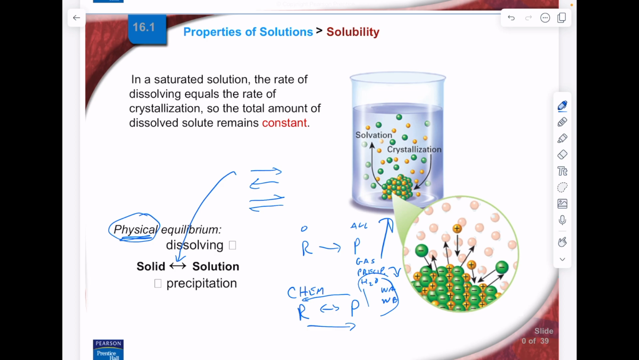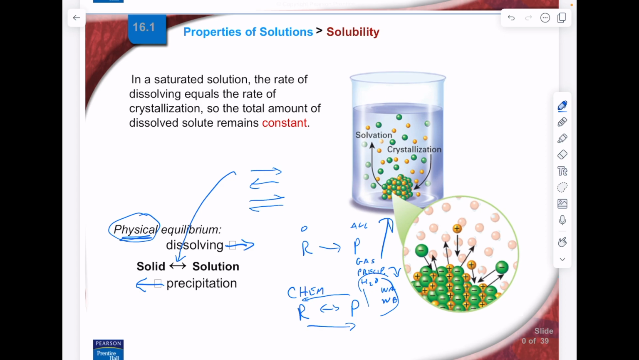But in physical equilibrium, you have the dissolving process, which always goes to the right. You have the precipitation process, which goes to the left. And those little boxes are because Notability couldn't handle the coding in the PowerPoint. And as a result, you have the production of solution and the production of solid going on at the same time, in the same place, at the same rate.